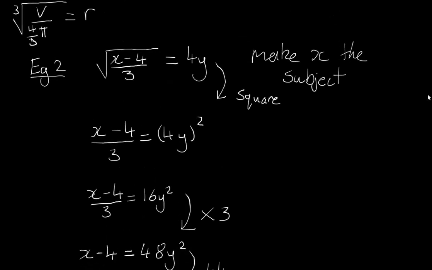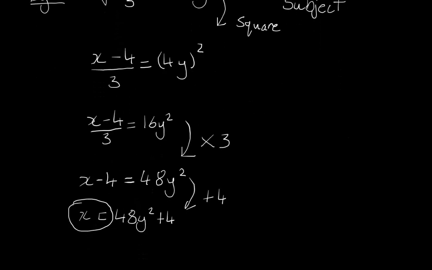Okay, so again, just to recap, this one we had to get rid of the square root first, so we squared, which it's better to do in brackets so you don't forget to do the 4 squared, and that gave us that. And then we times by 3 to get rid of the divide by 3, and then we added 4. Okay, and that gave us that.